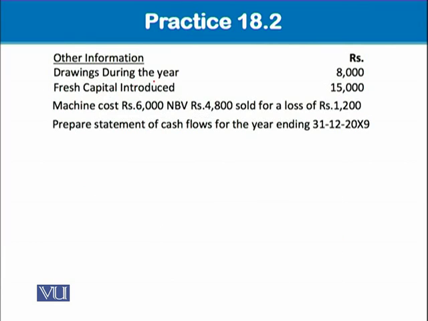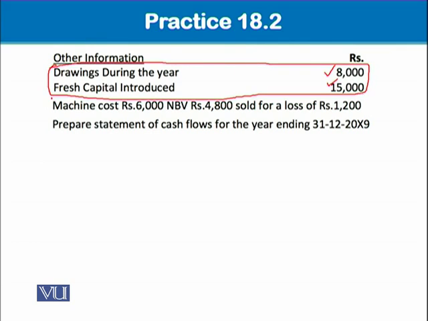In other information, it's given that drawings during the year were 8,000 and fresh capital introduced was 15,000. And by the way, these two pieces of information are about the owner's equity, where I was saying that special attention is required. Well, this information is about calculating cash flow relating to the investing activity, because we know that investing activity is about non-current assets. So we will focus on it when we prepare the cash flow figure for investing activity.